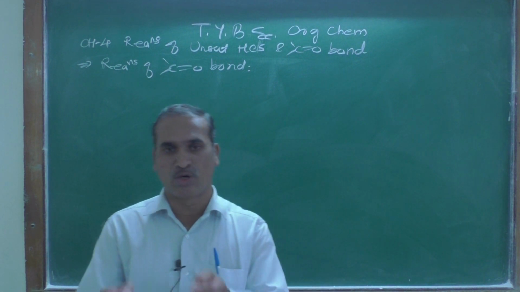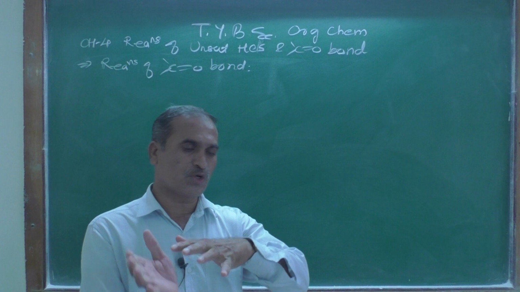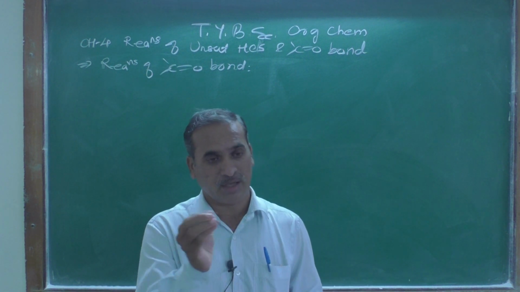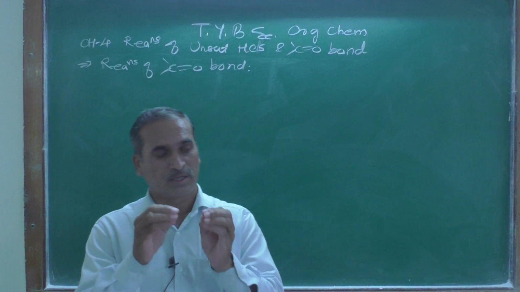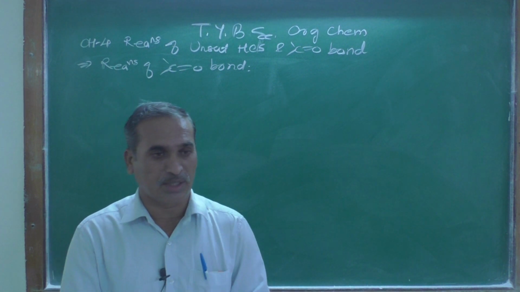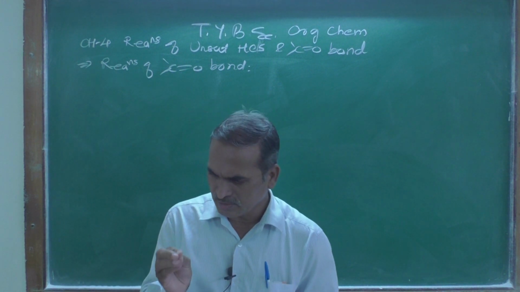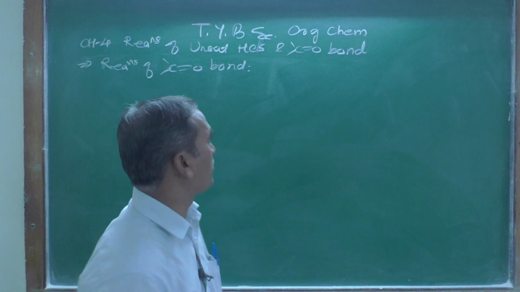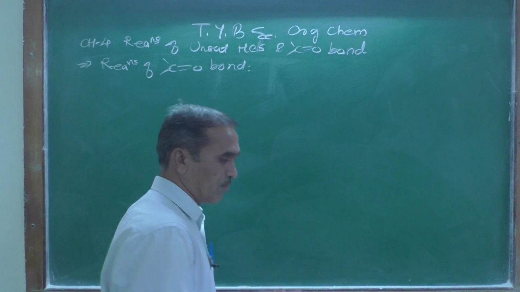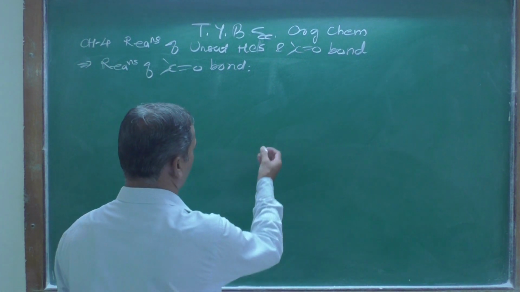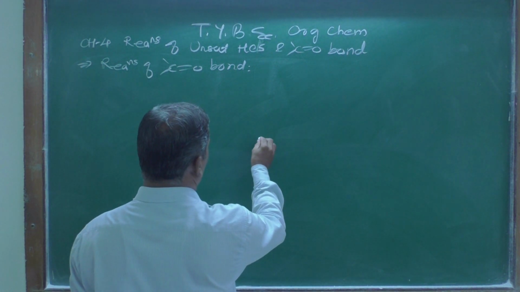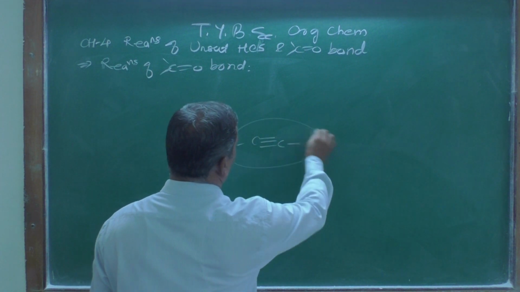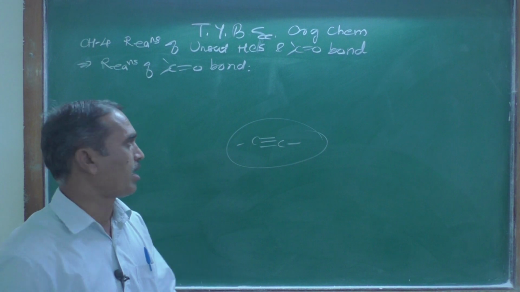So what we are going to learn today: so far we have learned the reactions of the carbon-carbon double bond and the reactions of the carbon-carbon triple bond, and let us summarize the reactions of carbon-carbon triple bonds. Here we are just talking about what the reactions are.